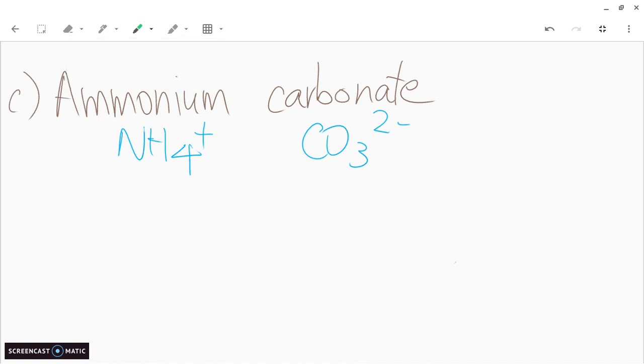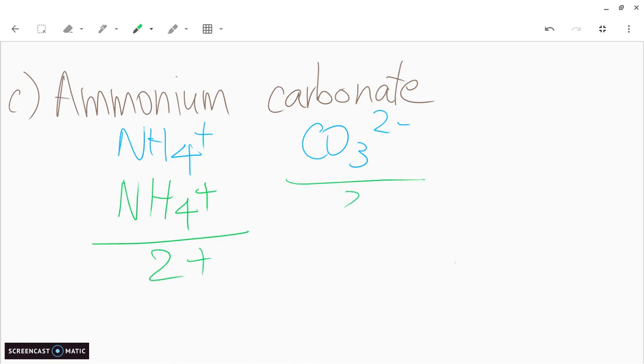Okay, we will need to add one more ammonium ion on the left, right? After adding one more ammonium ion, we get 2+ on the left, and on the right, we will remain as only one carbonate ion. So the charges right now, they're balanced.